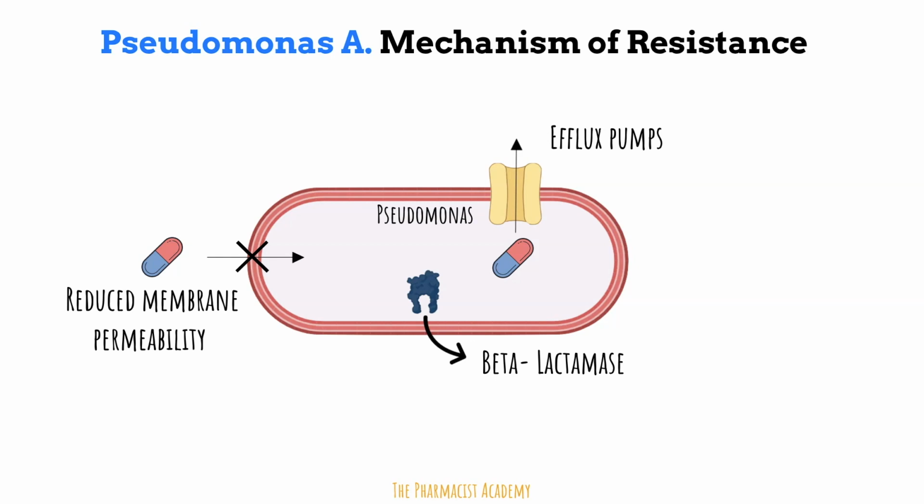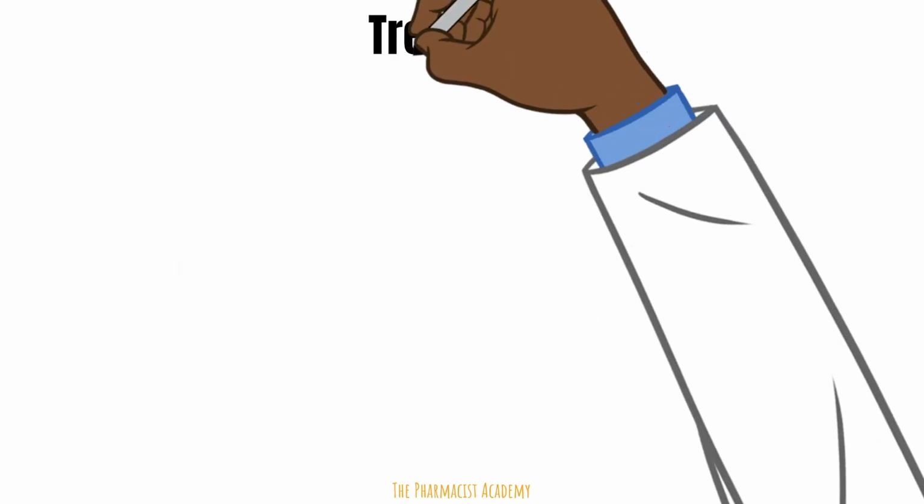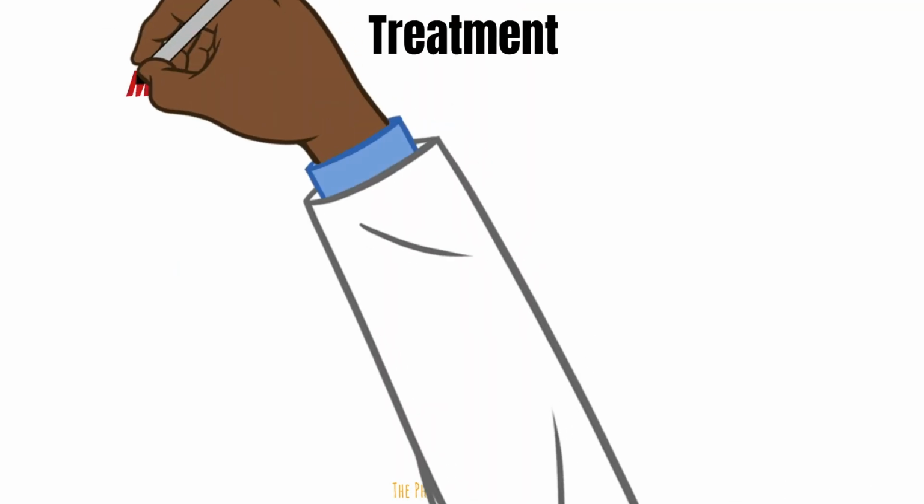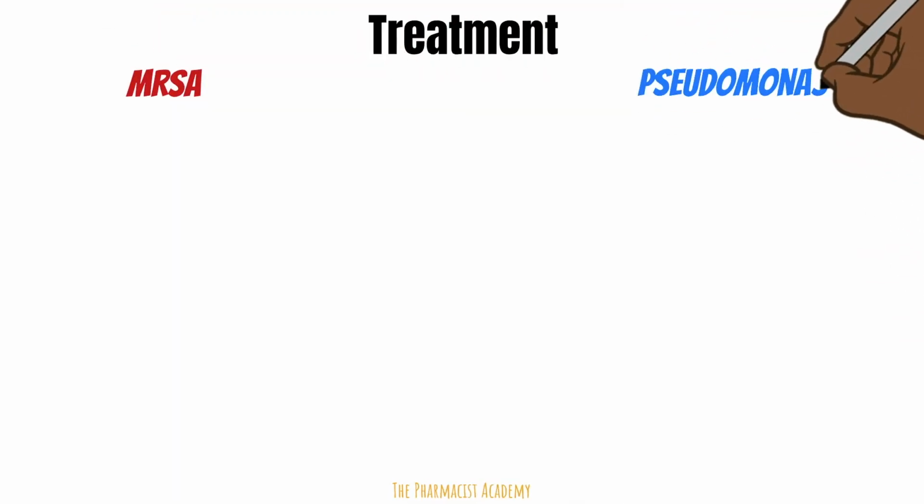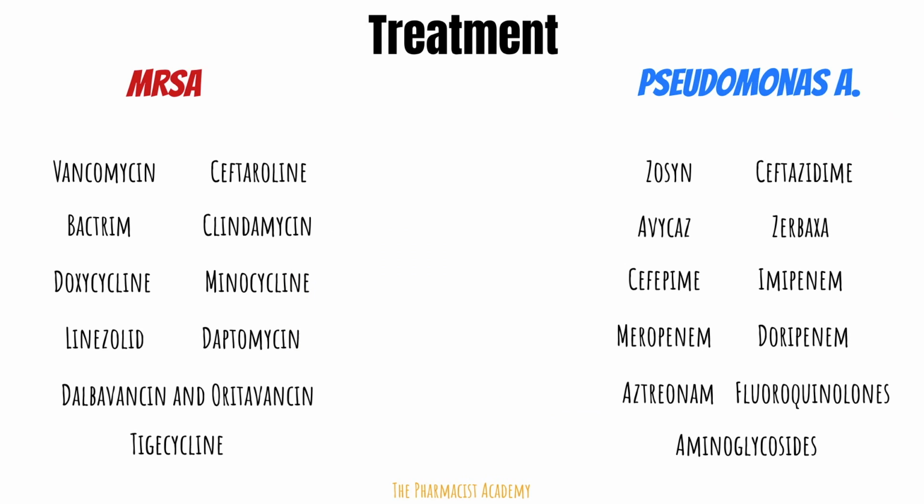Because both MRSA and Pseudomonas have these resistance mechanisms, we have to use specific medications that are still effective against these microorganisms. So here are some examples. These are not in any specific order. All these drugs have chemical properties and mechanisms that prevent them from being impacted by the resistance mechanisms of these microorganisms. And that is why we're able to use these drugs.